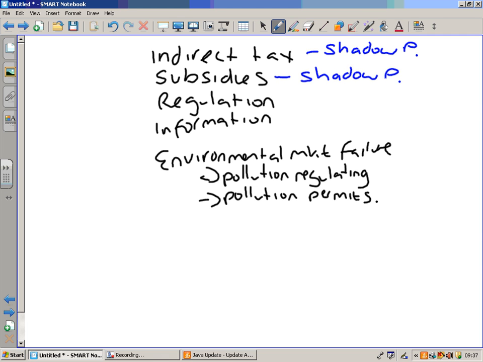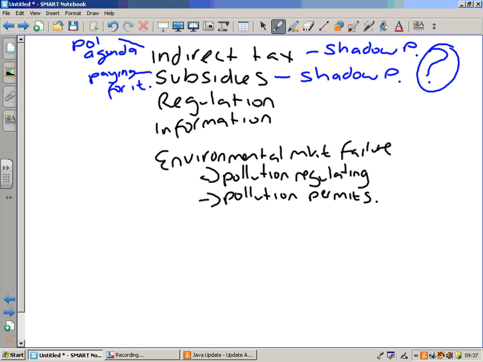Big problem with these top two is though, well, how can you get this shadow pricing right? It's extremely difficult to get right. You get it wrong, problems remain. Indirect tax. Other government failures here include political agenda. Taxes are unpopular, so will the government do it? Problem with subsidies is paying for it.